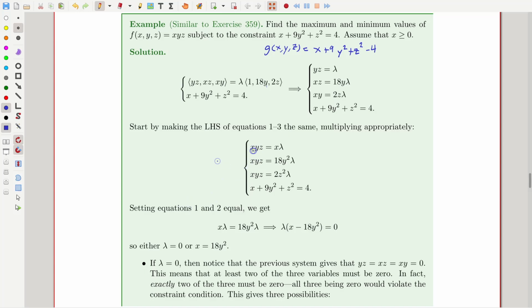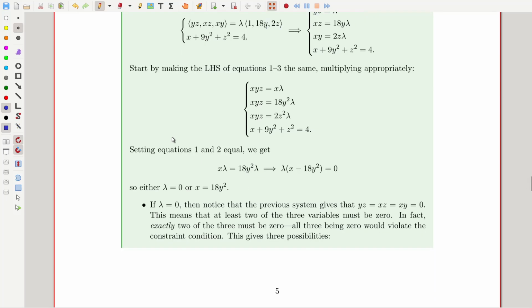So the next thing I do, I set the first 2 equations equal. Because the left-hand sides are the same, we can set the right-hand sides equal to each other, which is what I do here. And then I move something to the other side, and then I factor out the only thing I can factor out, which is lambda. So it gives me this. And so this means that either lambda is 0 or x is equal to 18y squared. Okay. And so now we start our casework.